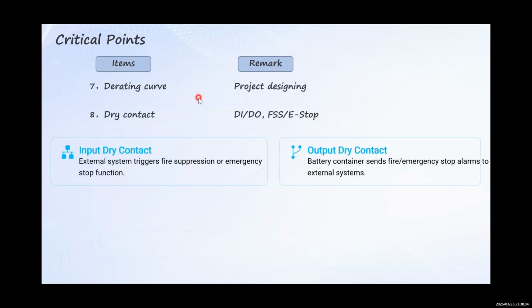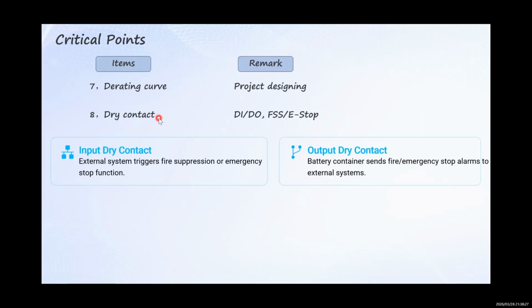Derating curve, including temperature and altitude. Normally, the datasheet doesn't provide the derating curve. Confirm with suppliers the actual capability, especially when exceeding 45 degrees Celsius or 2,000 meters.